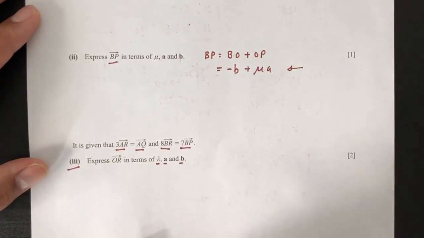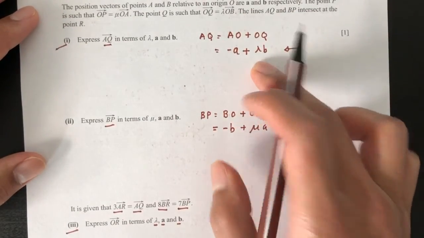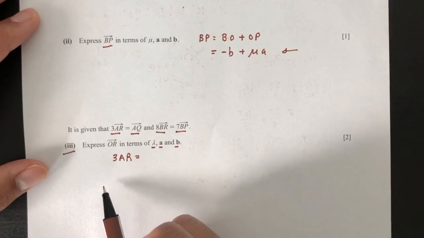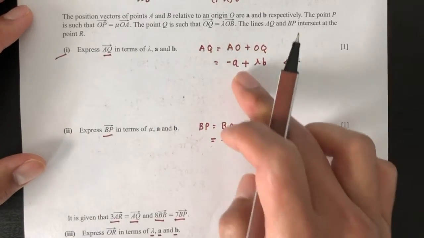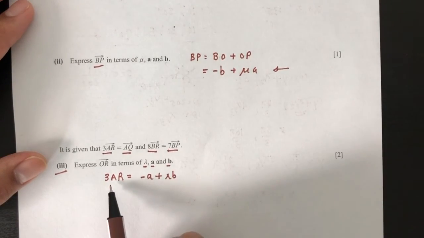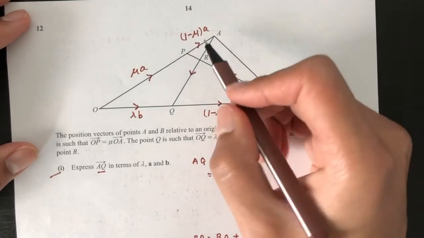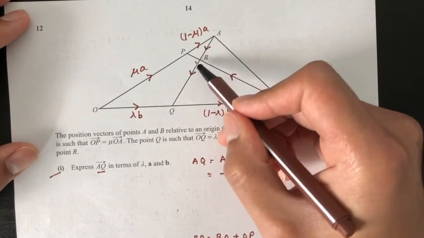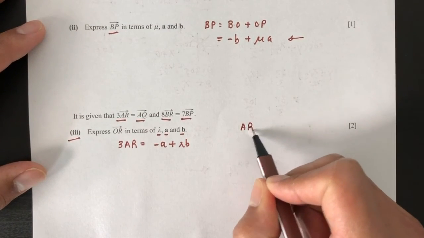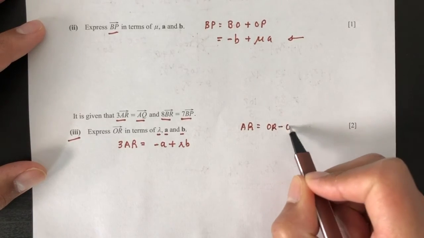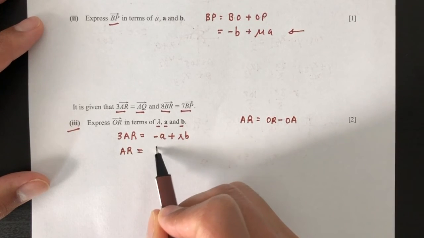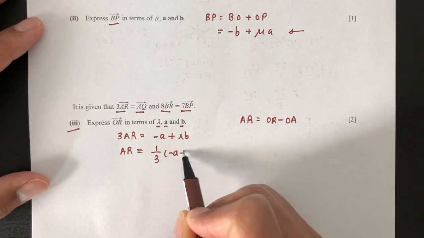We have to use the first one, right? So 3 times AR is equal to AQ. AQ has been given to you by this one, which is minus A plus lambda B. Now what is AR? Let's check. AR is this distance. So as you know, how do you write AR? AR is equal to OR minus OA. So AR is equal to this divided by 3, so 1/3 times this.